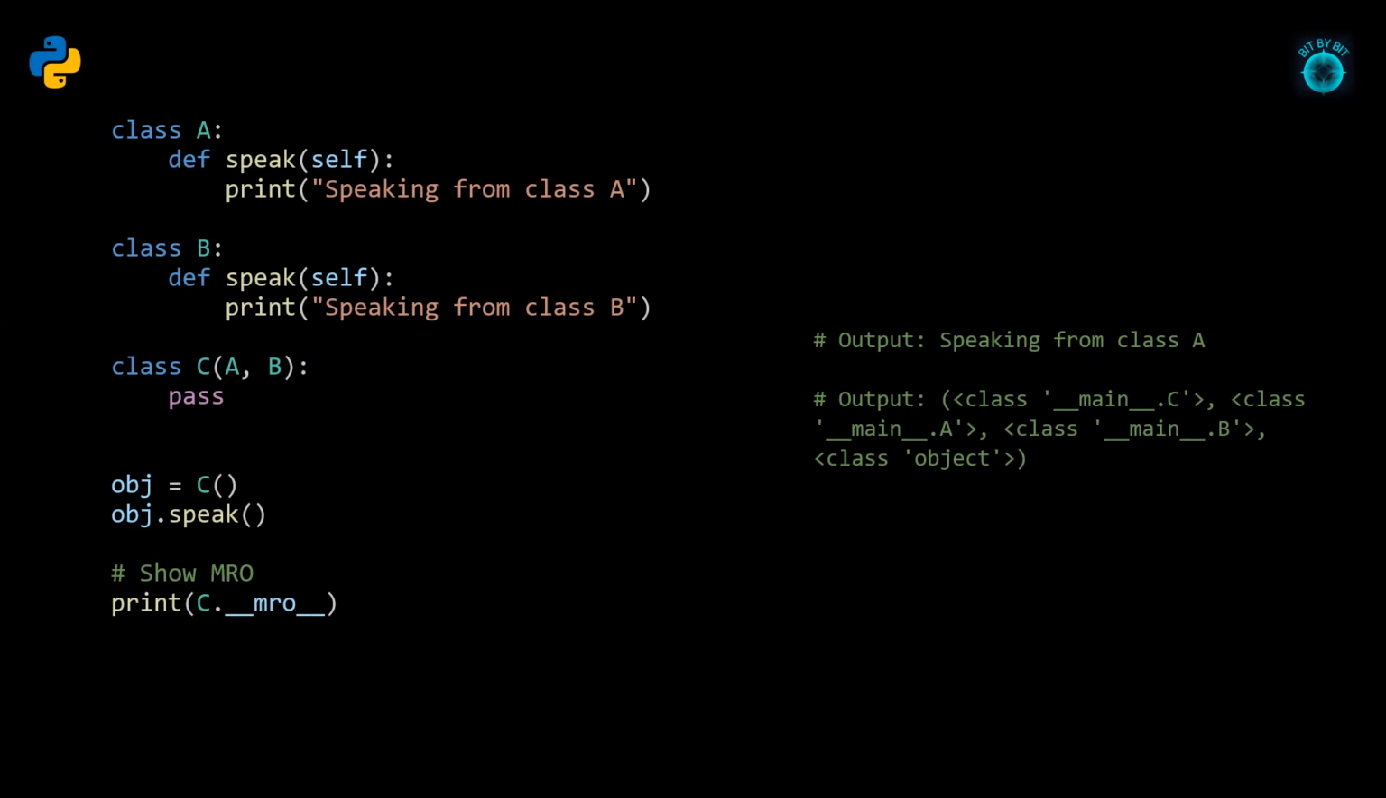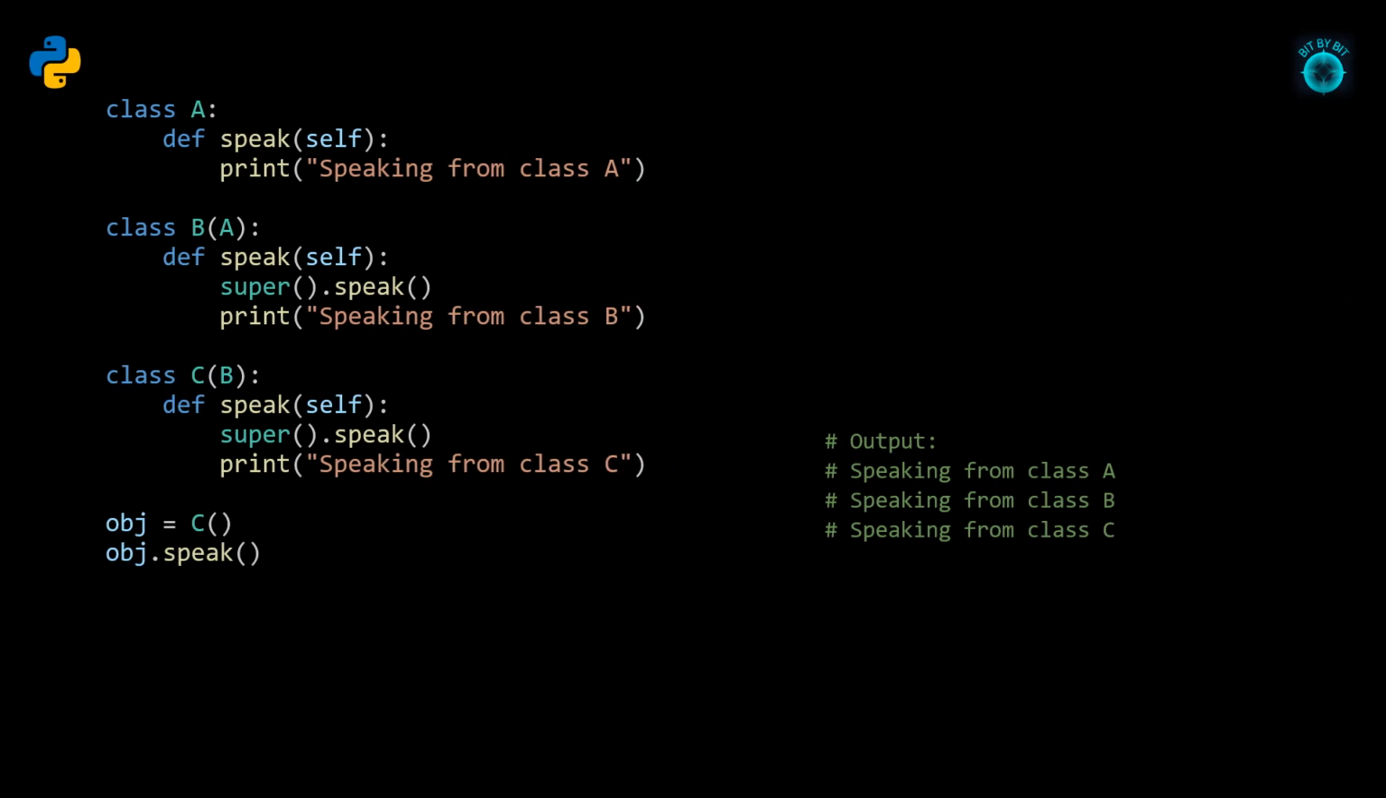Here we define two parent classes, Class A and Class B. Each class defines a method named speak. Then we define Class C that inherits from both A and B. When we create an object of Class C and call the speak method, Python uses the method resolution order to decide which method to run. Since Class A appears first in the inheritance list, the method from Class A is called. We can print the MRO by using the built-in attribute c.__mro__. It shows the exact order Python uses to search for methods.